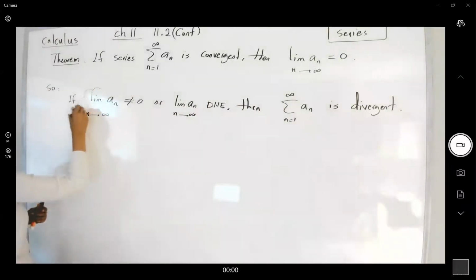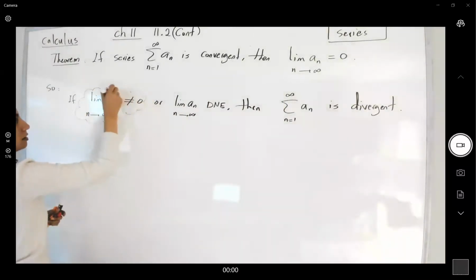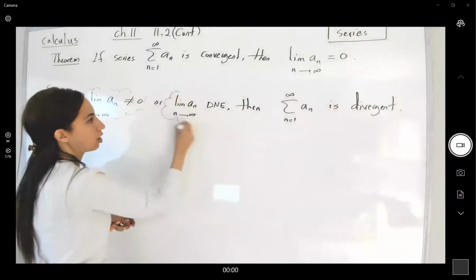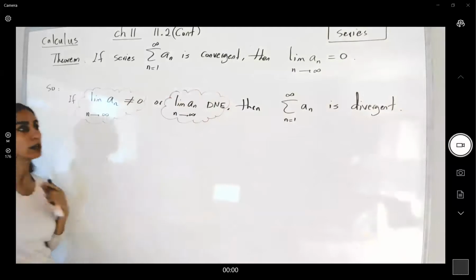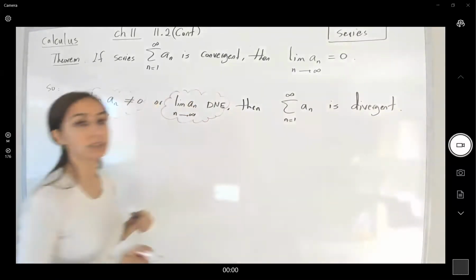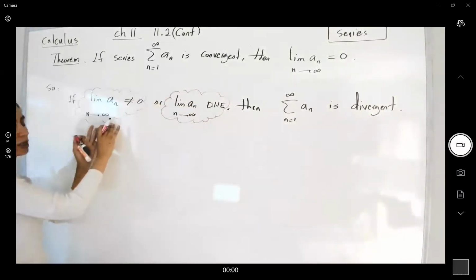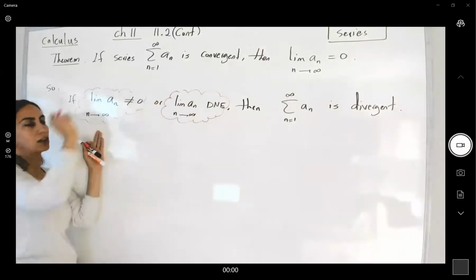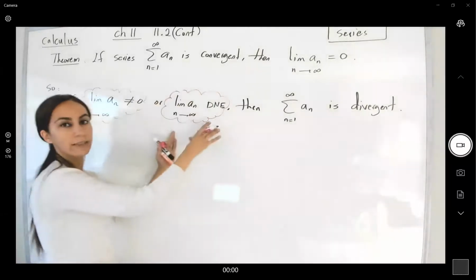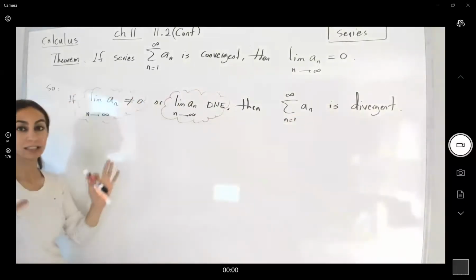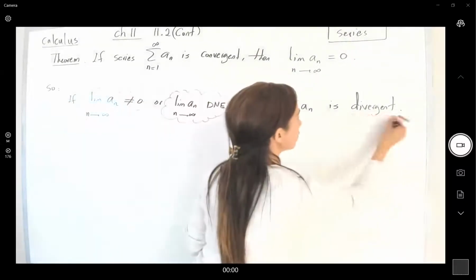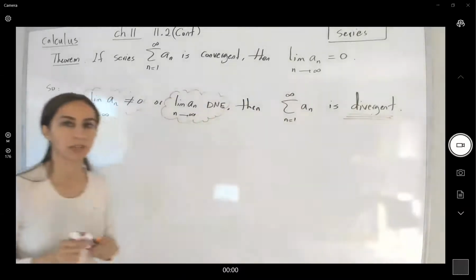So always check this: if the limit is not 0 or it doesn't exist, then you can quickly decide about the series itself. If the limit of the general term is not 0 or it doesn't exist, then for sure you can say that the series is a divergent series.